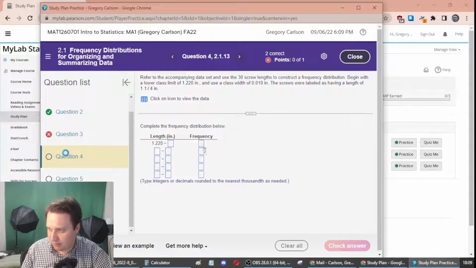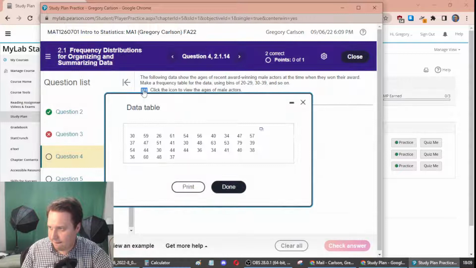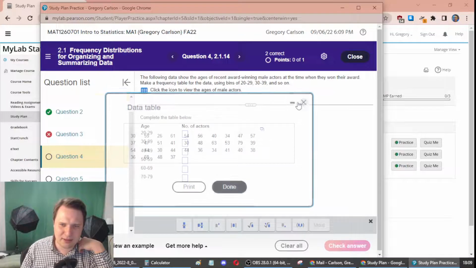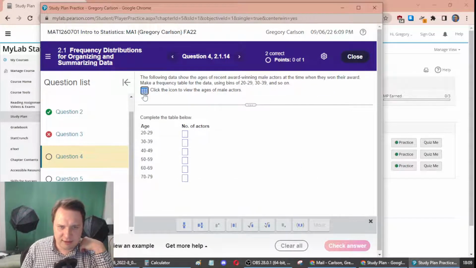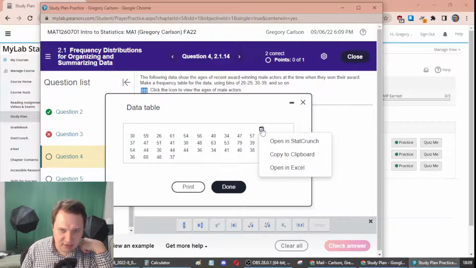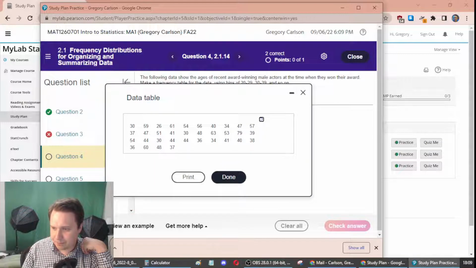I'll do that problem in a minute. So same idea here. Here's all of the data. Notice we need to put how many actors are between each one of these ages. Notice you have to click right here, this tiny button. I wish I'd make these buttons bigger. They're so small. You have to click this tiny button here to see your data. And then if you want to open it in Excel, you need to click this tiny button right here. Then you can open it in Excel.